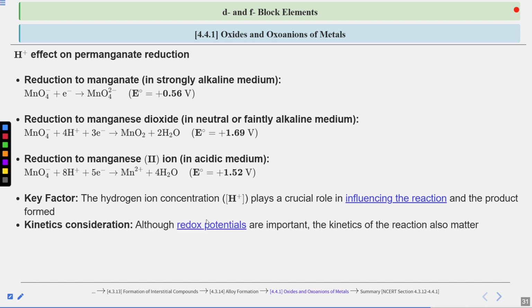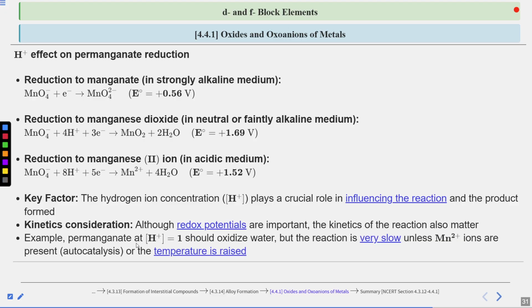Kinetic considerations: although the redox potentials are important, the kinetics of the reaction also matter. For example, permanganate at H+ concentration equal to 1 should oxidize water, but the reaction is very slow, unless Mn2+ ions are present or the temperature is raised. So either autocatalysis happens or the temperature should be raised for this oxidation process. Kinetics is a factor which you have to consider along with the redox potentials.